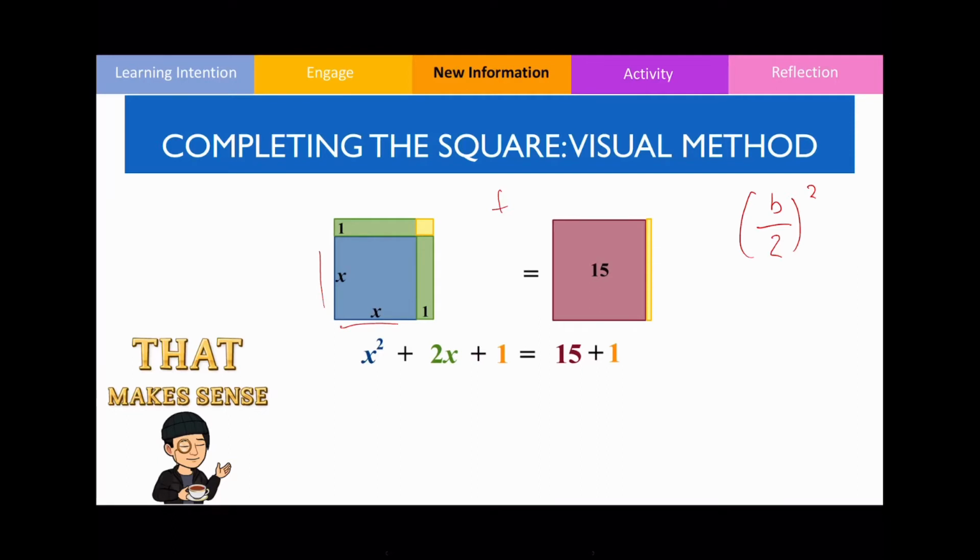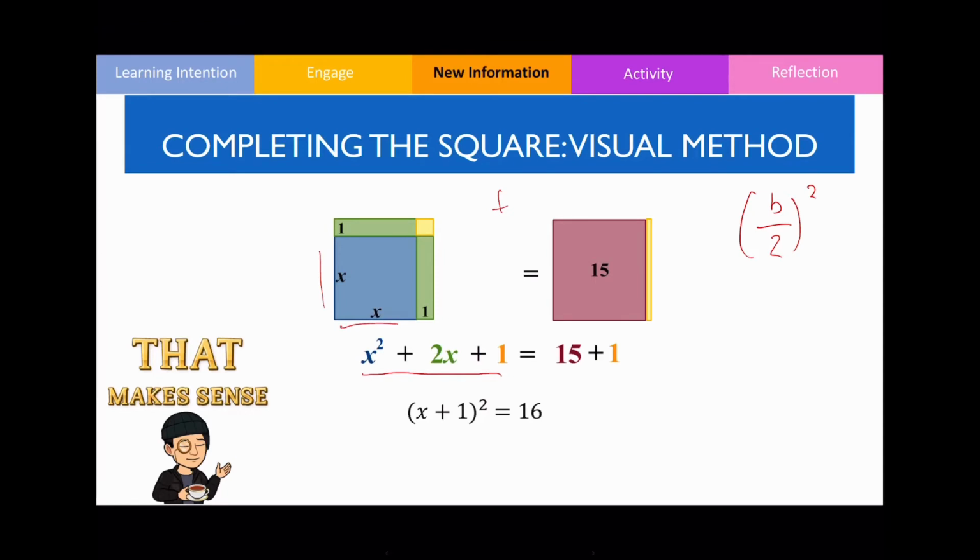And notice once I've done that, I could easily factorize this quadratic trinomial. So that's going to be x plus 1 whole squared. 15 plus 1 is 16. And as a result, I've actually just completed the square, but using a different approach, this visual method over here. Okay, guys? So what I've just shown you are 2 different ways of how you can factorize by completing the square, okay?